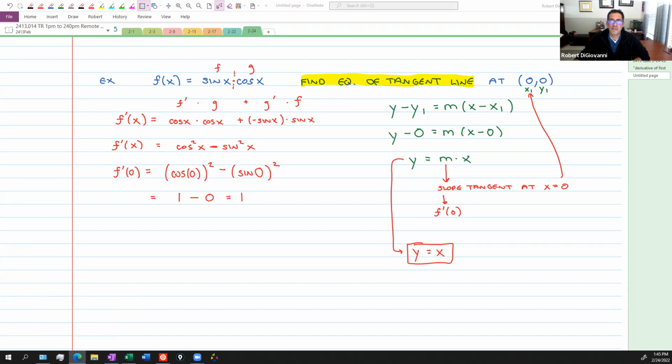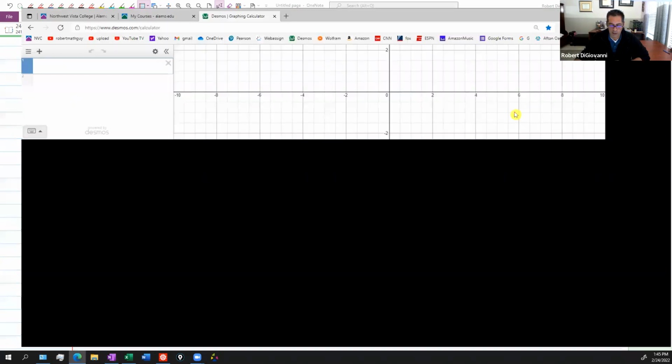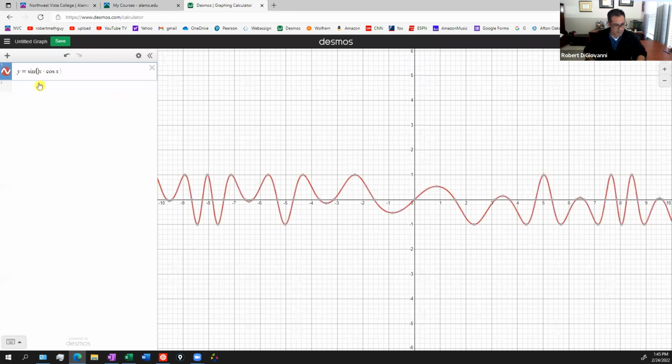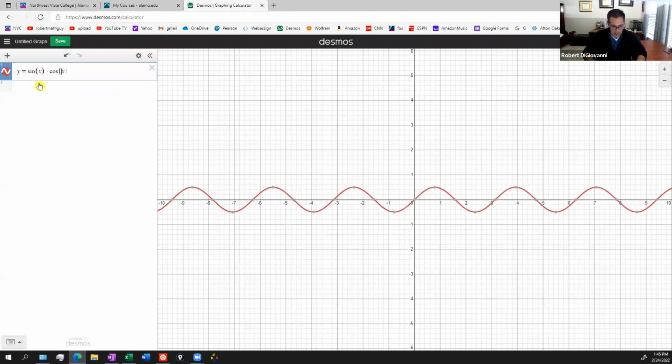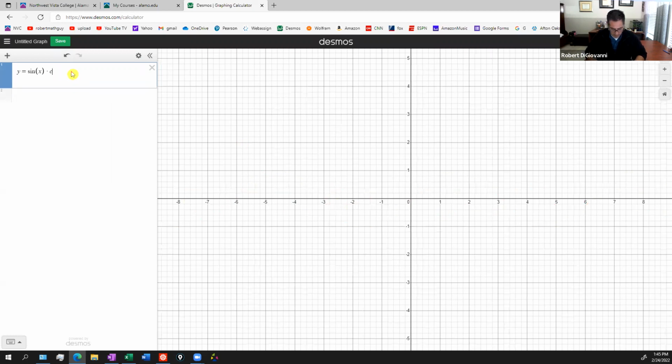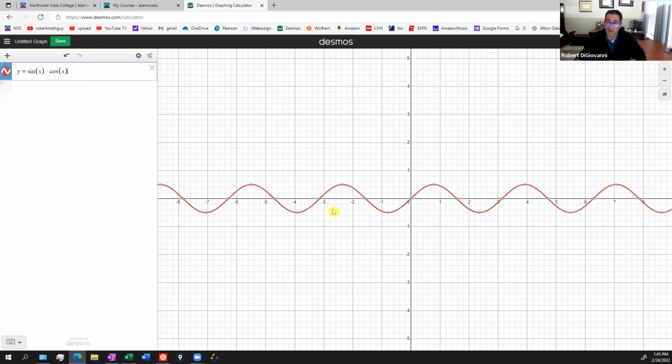Let's take a look at this. I'm going to graph this function. The function was y equals sine x times cosine x. What's going on here? Why is it not taking that? Something is not right there. It doesn't look right. Let me see. Okay, yeah, times cosine. It almost looked like a sine function. Okay, there's the graph of the function.